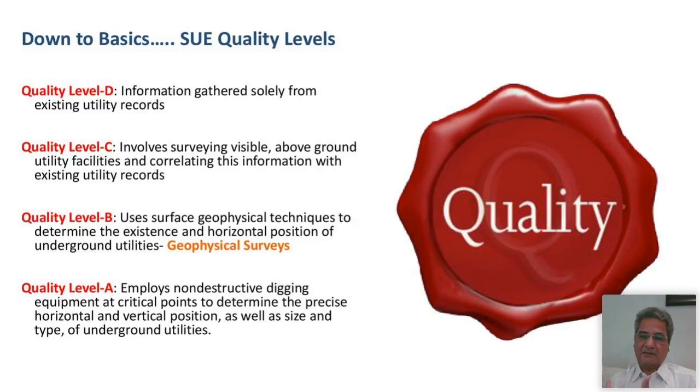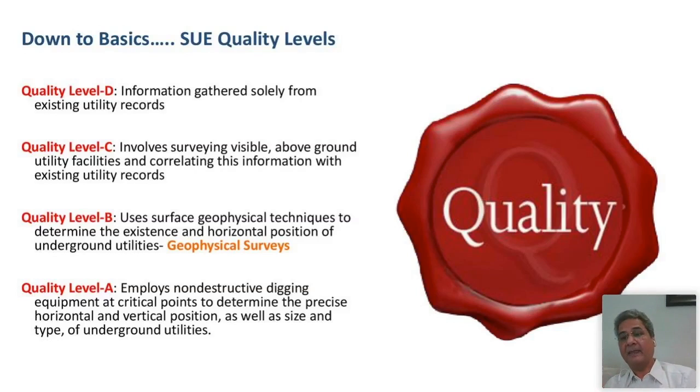So for example, GPR, induction locator, acoustic locator, gas pipeline locator, all these tools. In fact, there are a total of 19 tools which can be used for detection of underground utilities in different conditions. But these 4 tools are mostly used for quality level B information. So now you might have got some idea that GPR or EPL or whatever we talked about right in the beginning is nothing but just one of the many tools in one of the processes of SUE, that is quality level B. That's the quality level for which they come into the picture.